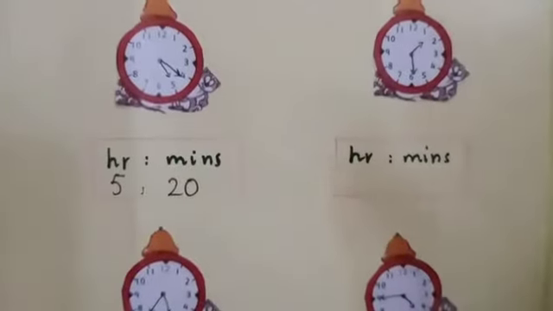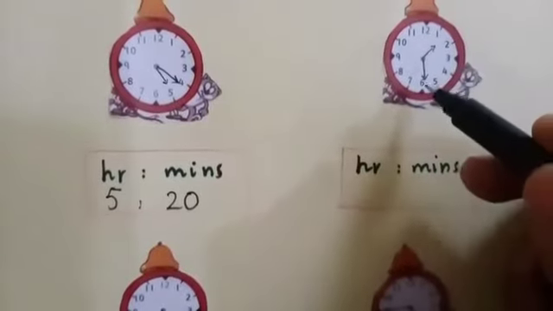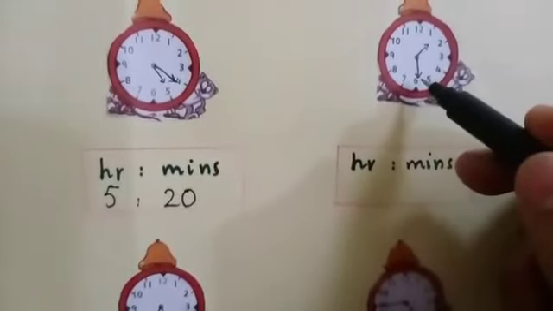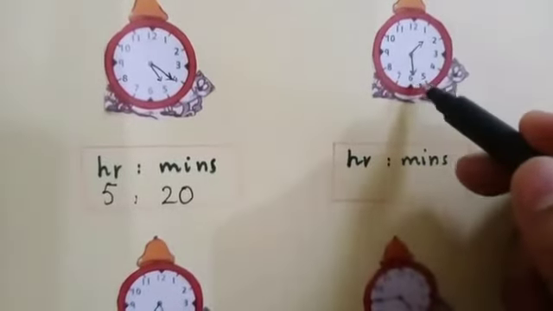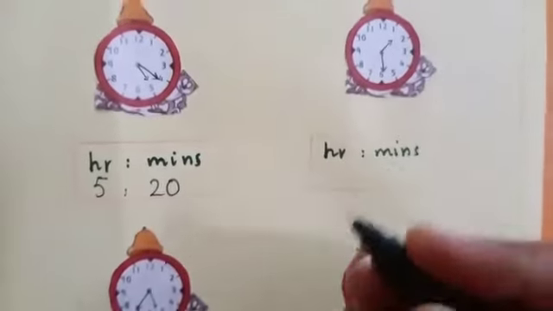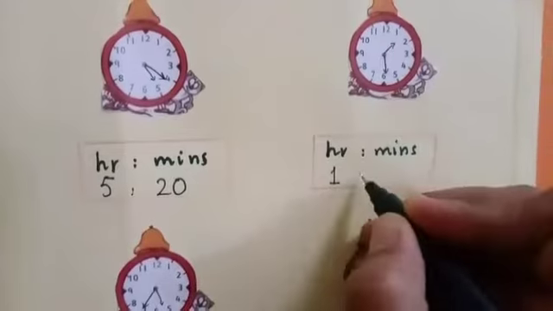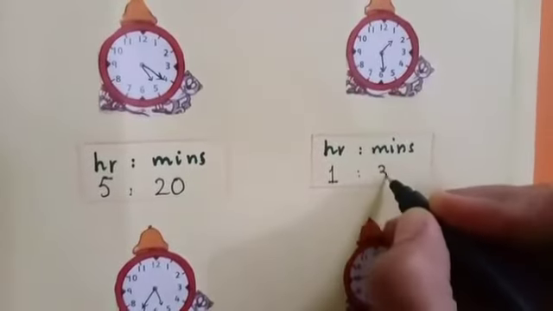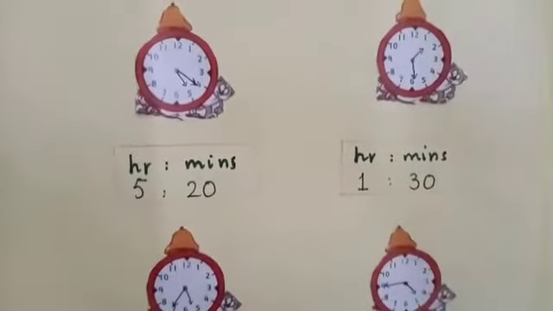Now look at this clock. What time is it? Look at this long hand. It is on 6. It means half past. And 30 minutes have passed. And which hour is this? It's 1. So we write here 1. And how many minutes? It's 30 minutes.